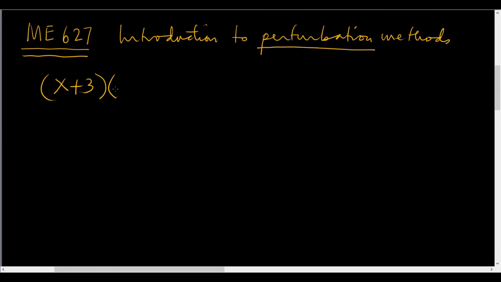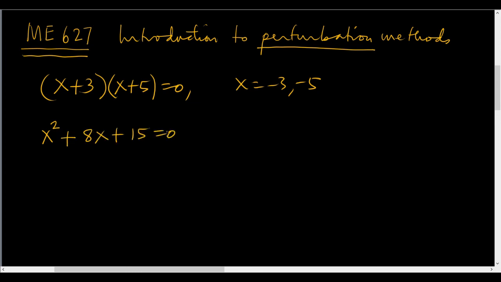(x + 3)(x + 5) = 0. That means x is equal to -3 or -5. But let me write this as x squared plus 8x plus 15 equals 0. These are the roots. Okay, this is a known problem. Known, solvable, easy, whatever. This is a simple problem.